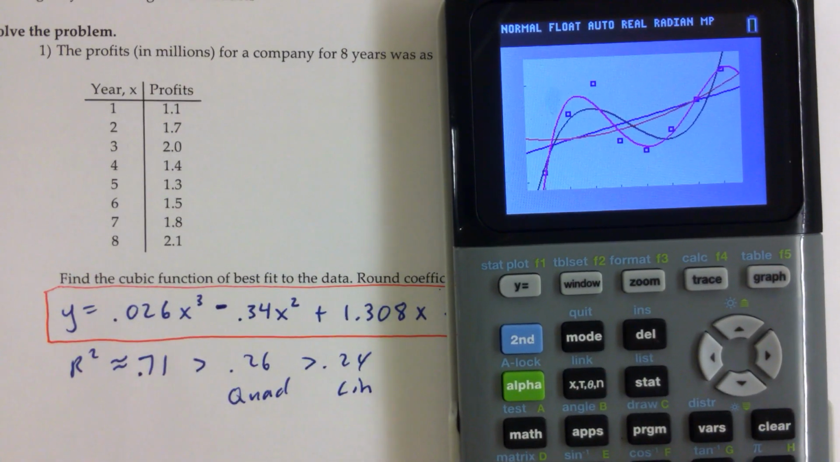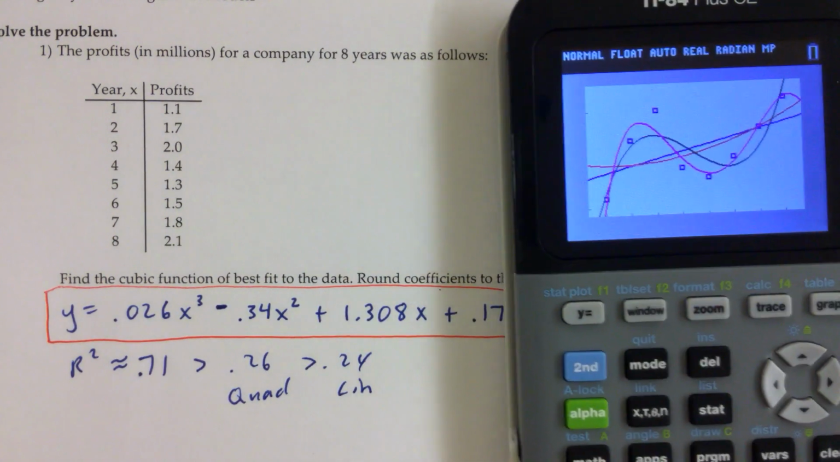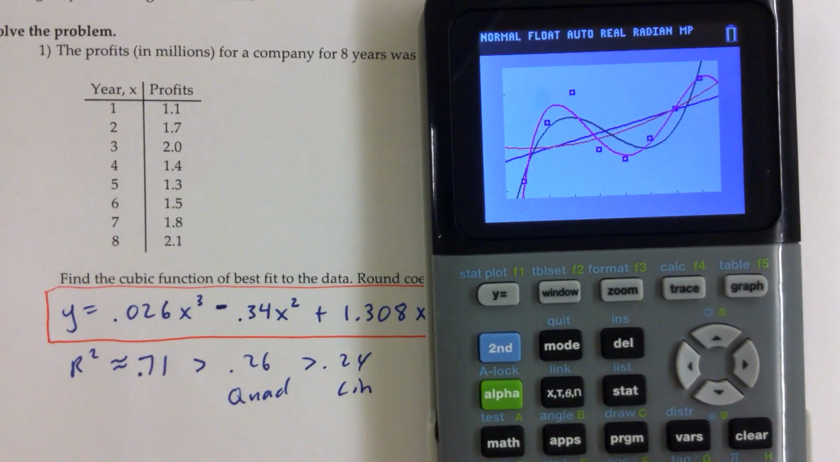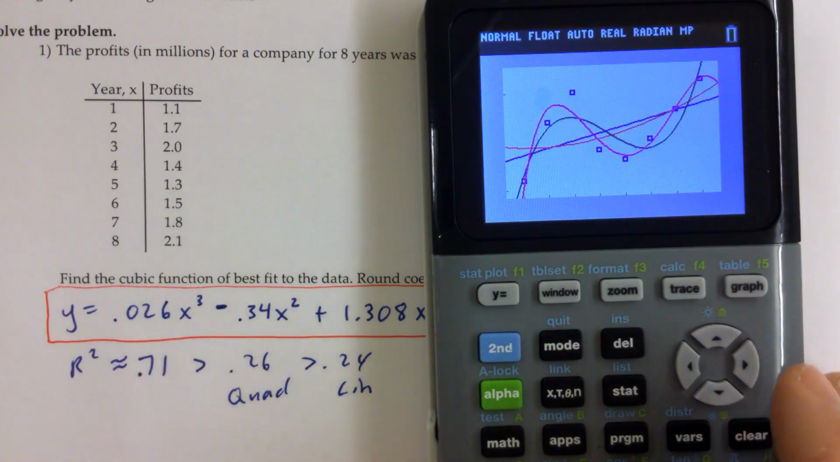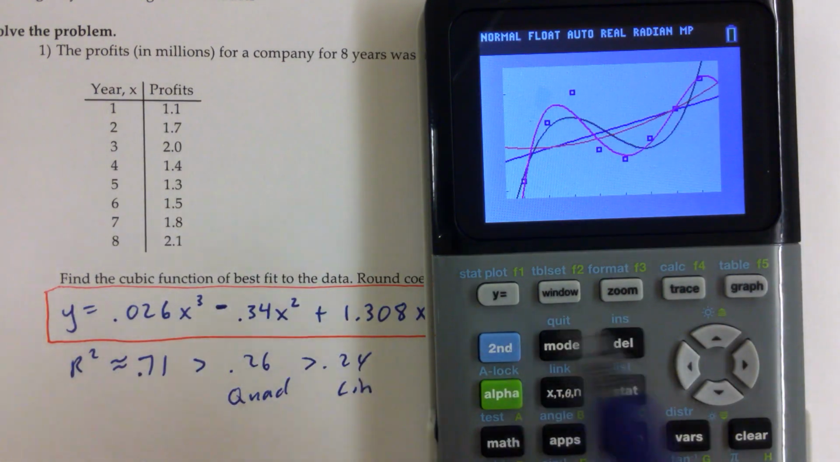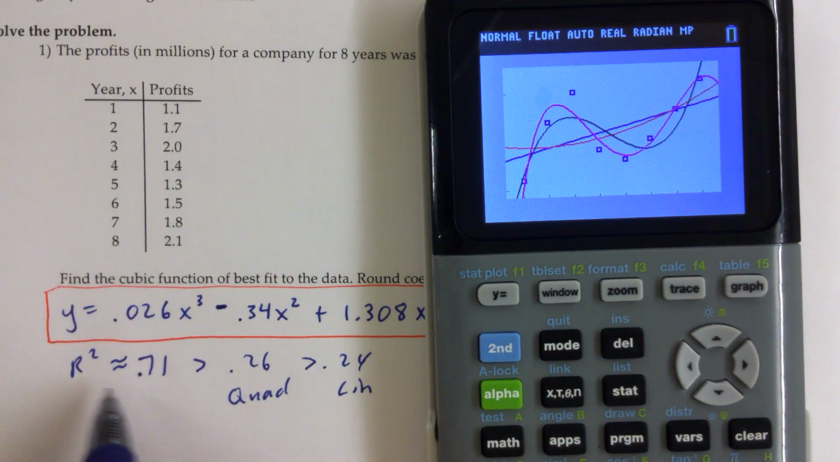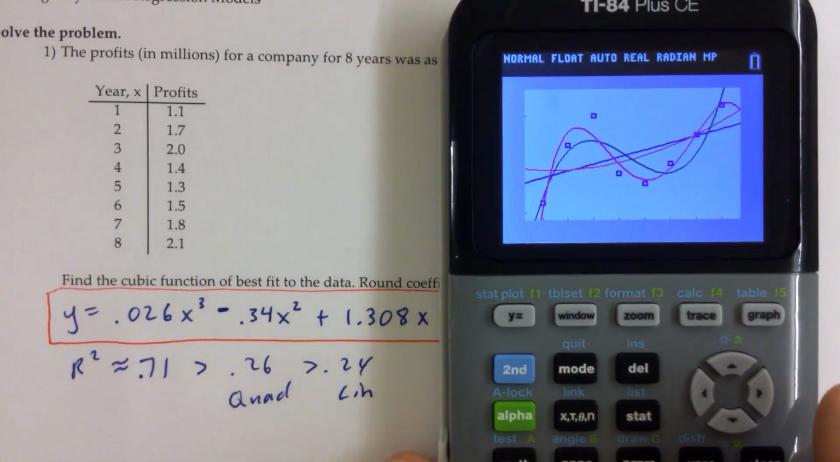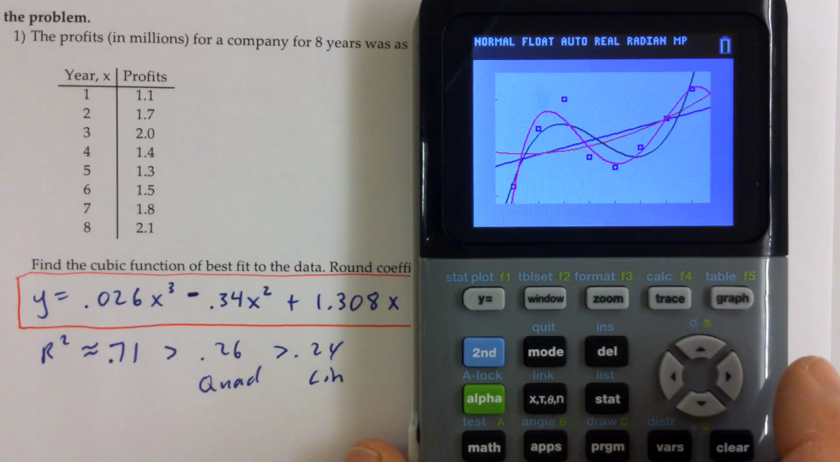And if I were finding a model for this data, I would actually settle on the fourth degree polynomial, and I would say that the fourth degree polynomial had an r squared of 0.908, and that was greater than the cubic model. So hopefully that helps you, and we're going to do the same for the next problem.